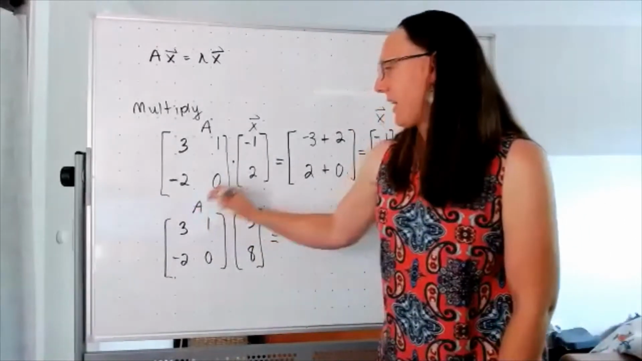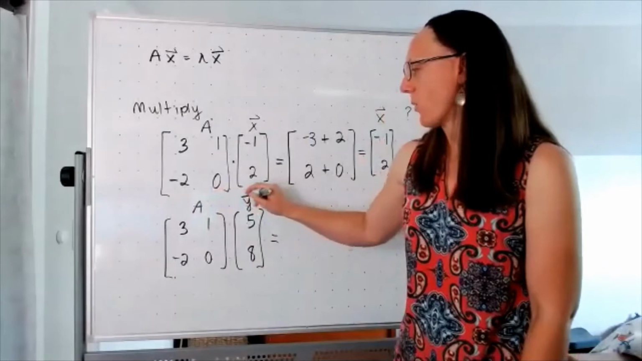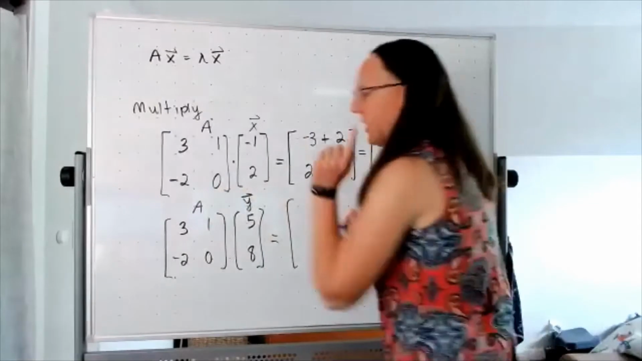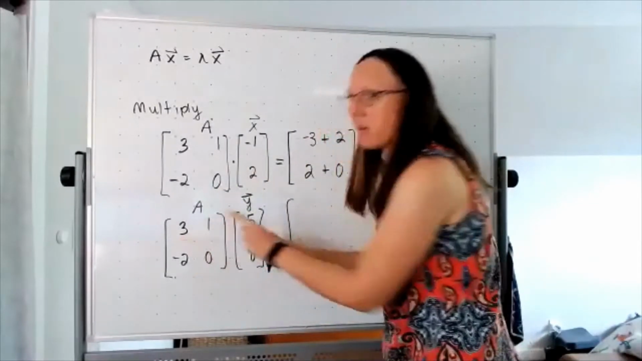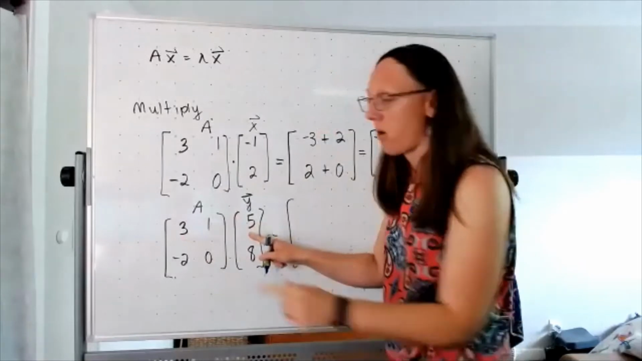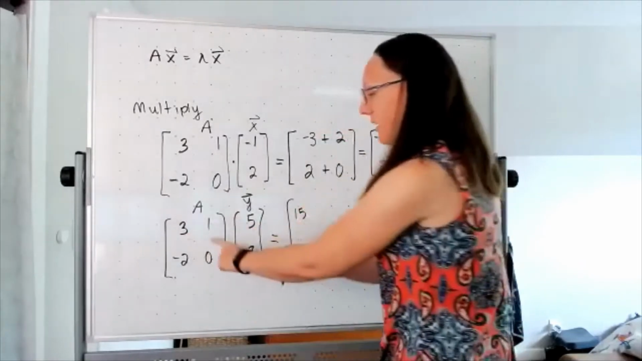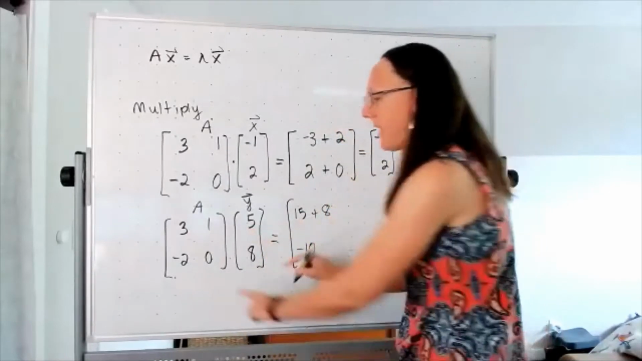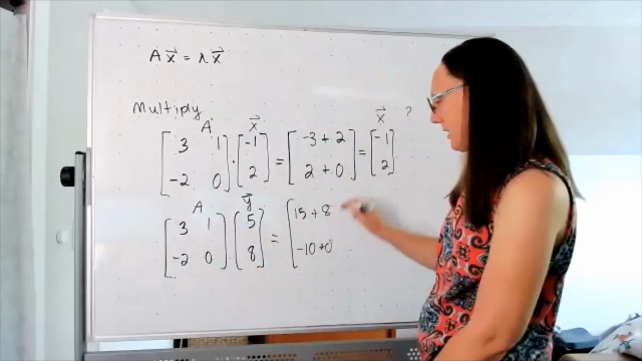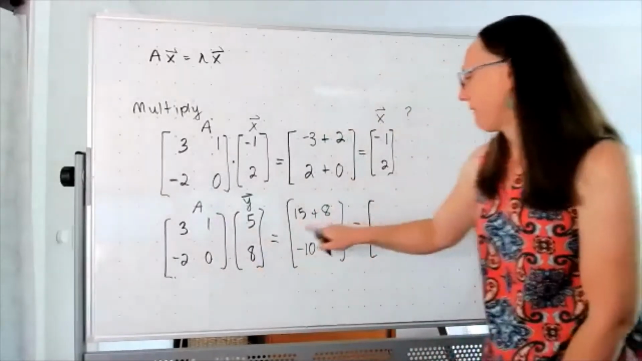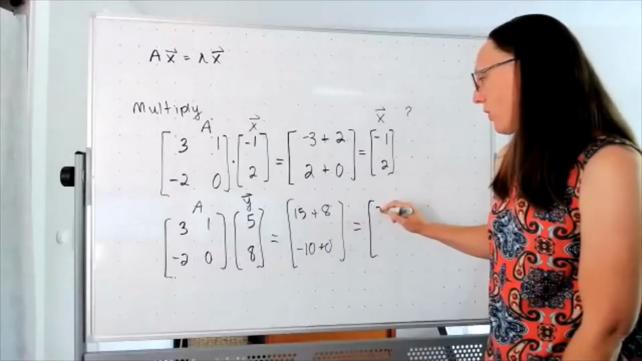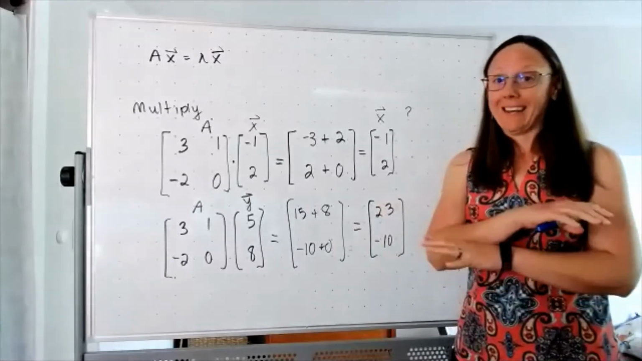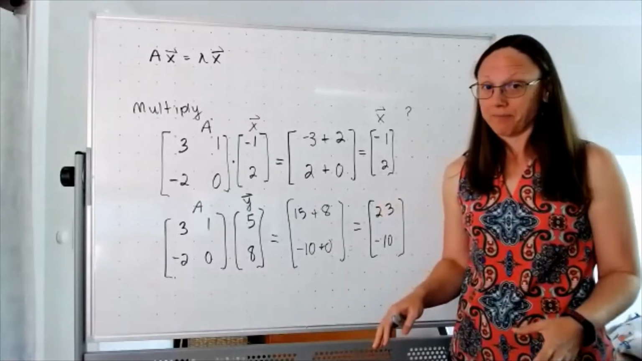So here's my matrix A. Here's some new vector. I need a new letter, so I'll call it Y. Here's my matrix A times Y. Practice a little multiplication. 3 times 5. Also, thank you for choosing numbers that are kind of small. So 3 times 5, I got 15 plus 1 times 8. -2 times 5, so -10. Plus 0 times 8. So we get the vector 15 plus 8, what's that, 23, -10. Okay, not some magic crazy matrix.